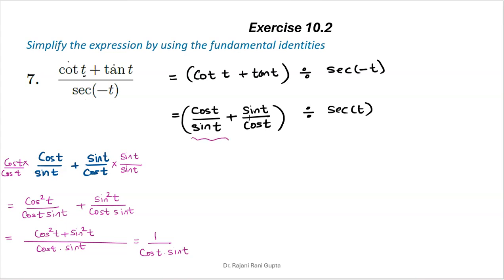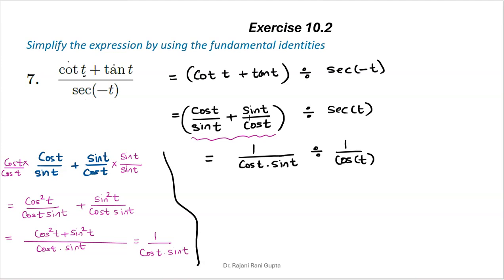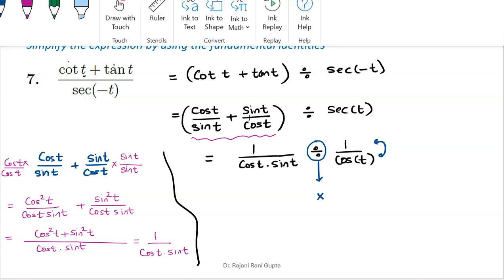Now we substitute the value of this as 1 over cos t sin t. So let's see what we get. This is our numerator, so this gives you 1 over cos of t times sin of t. Now we divide by secant. How can you write secant in terms of cos? 1 over cos of t. Now again, you remember from the number system, when you studied working with numbers, you change divide into multiply and then you flip. Correct?